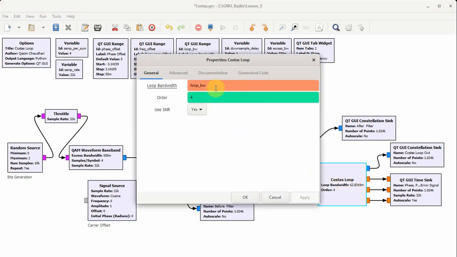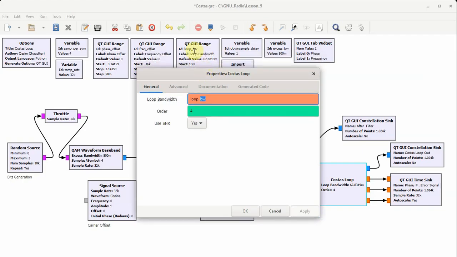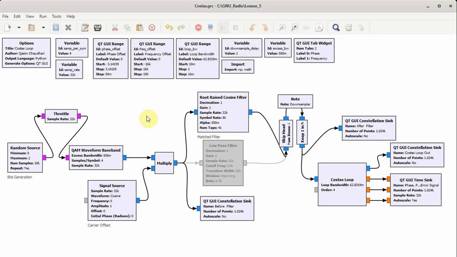Costas loop block has a minimal set of arguments. It's a loop bandwidth. We have already defined it here, and the order is 4 due to this being a 4 QAM or QPSK modulation. SNR, yes or no, we can say it as a yes for an optimal implementation. Let's run the flow graph and observe the output.